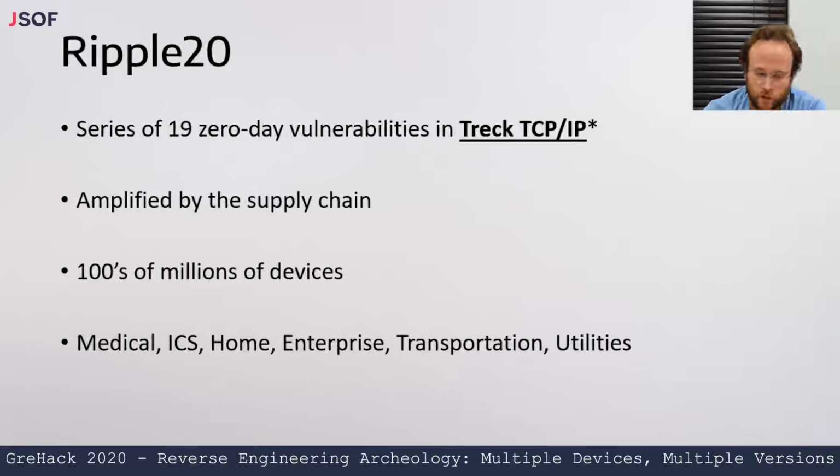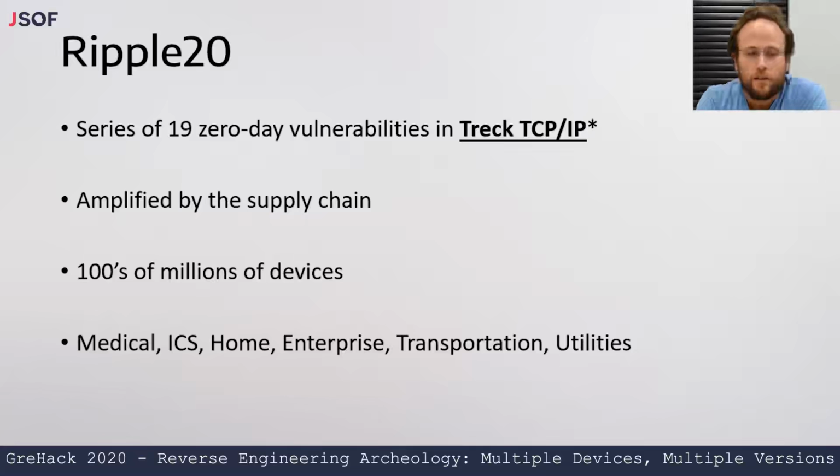So, Ripple 20. Ripple 20 is a series of 19 zero-day vulnerabilities in a TCP/IP communication stack called Treck TCP/IP. These resulted in 24 unique patches, and 2 of the vulnerabilities were reported anonymously, while the rest were reported by JSOF. So it kind of depends how you count, but they were bundled into 19 unique CVEs.